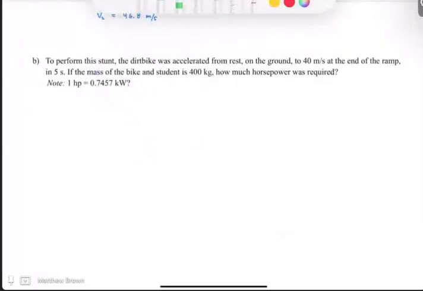Okay, one extra little bit here. To perform this stunt, the dirt bike was accelerated from rest on the ground to 40 meters a second at the end of the ramp in 5 seconds. If the mass of the dirt bike and student is 400 kilograms, how much horsepower was required? We'll assume that this was administered at a constant rate or whatever.